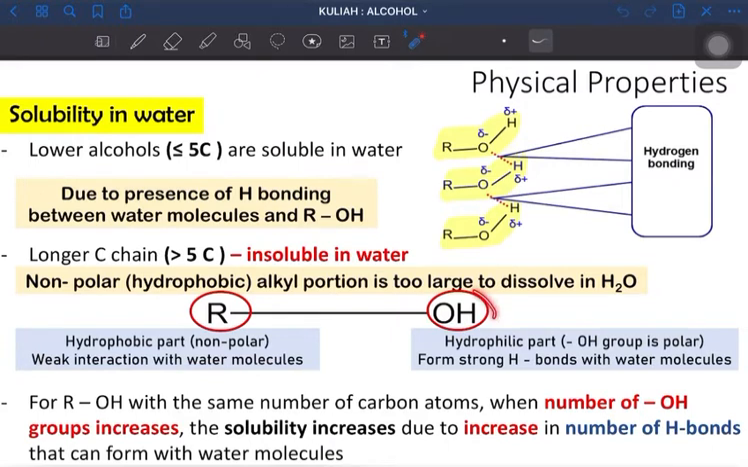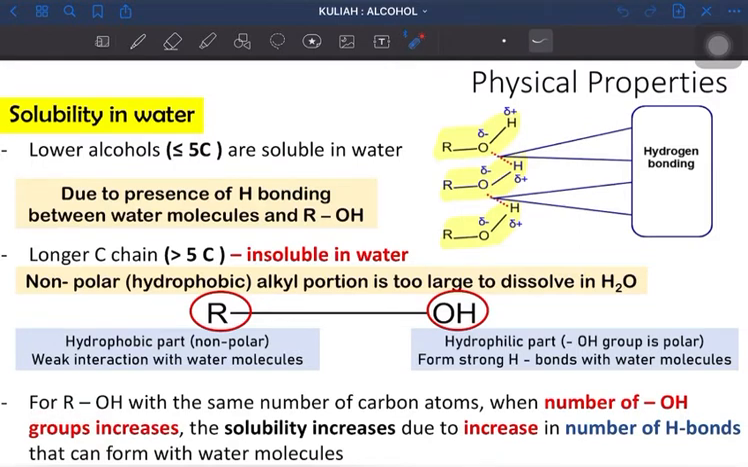Okay, tapi kat sini kita ada OH. OH ni adalah hydrophilic part lah. Dia suka kepada water sebab dia polar. Dia boleh form strong hydrogen bonding dengan water. Okay, that's why kalau OH banyak, dia lagi soluble dalam water. Okay, so dekat sini kita tengok kat sini.